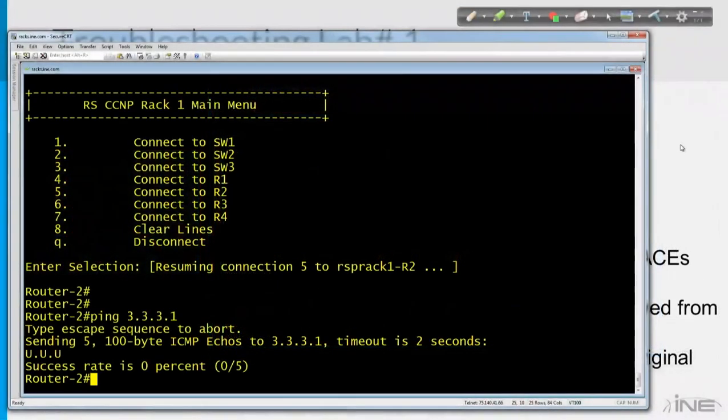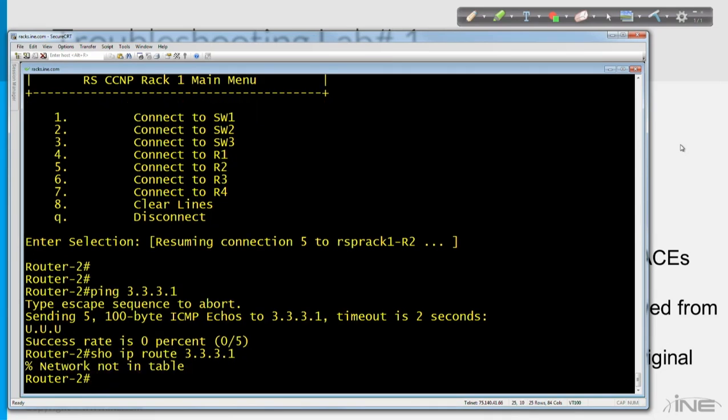Okay, so let's expand this a little bit. So we already know that I can't ping. So the very first thing I would check would be to see if I even have a route to this. I would check my layer 3 routing table. Show IP route 3.3.3.1. Okay, no network in table. Now I'm coming to this topology and I know that I'm supposed to have a route and it's supposed to be OSPF. This is working, this is based on the monster config we just finished. Everything was functional via OSPF. So now I have to wonder, okay, where are my OSPF routes? Do I have any other ones? Any other OSPF routes?